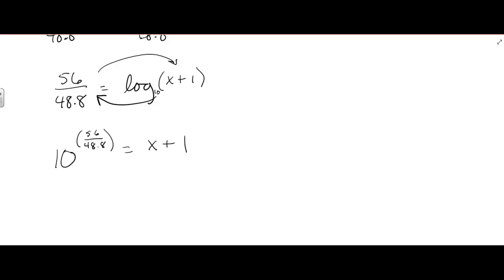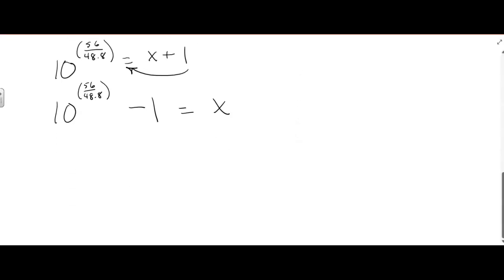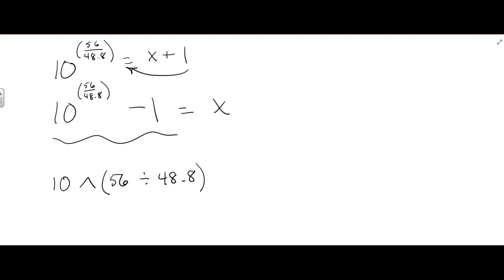Okay, now to solve for x, I just have to subtract the 1. So 10 to the 56 over 48.8 minus 1 equals x. So you're taking the 1 over to the other side. All right, so now what we have to do is put this in our calculator to get the approximation. So you're going to go 10, raise it to the exponent. If there's not a parenthesis, you have to put it in. 56 divided by 48.8, close that parenthesis, and then subtract 1. Okay, so that's what we want to put in our calculator.